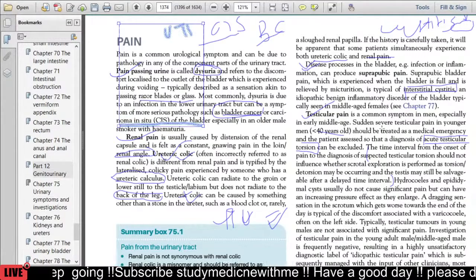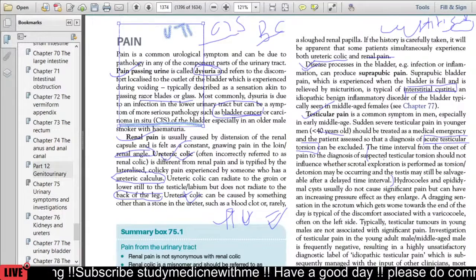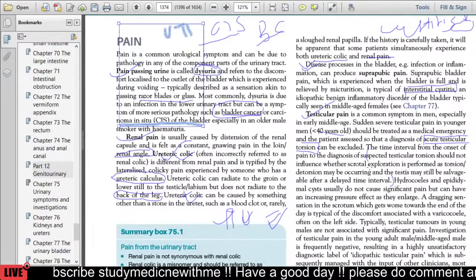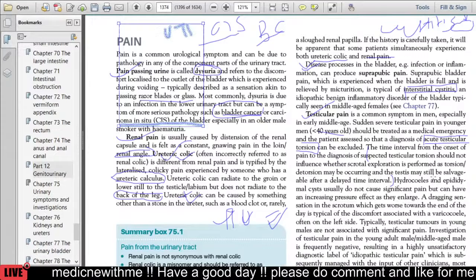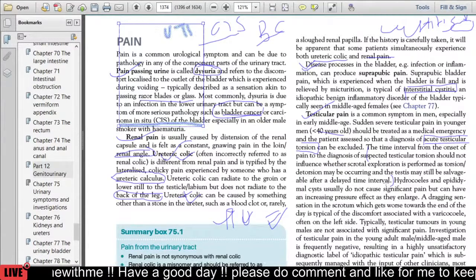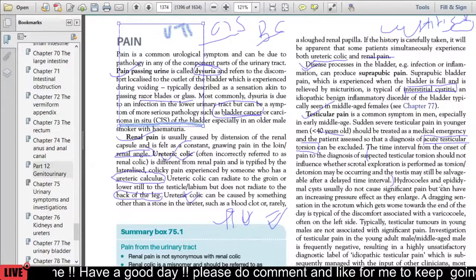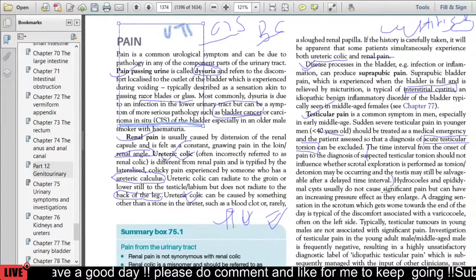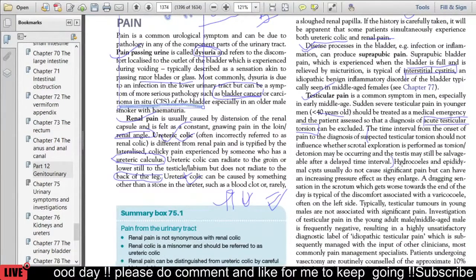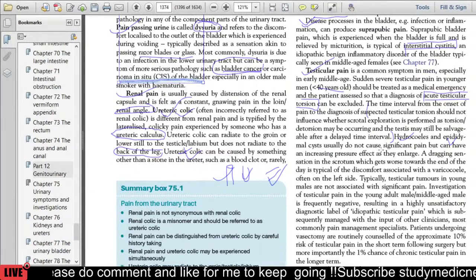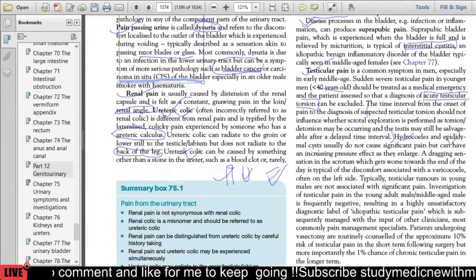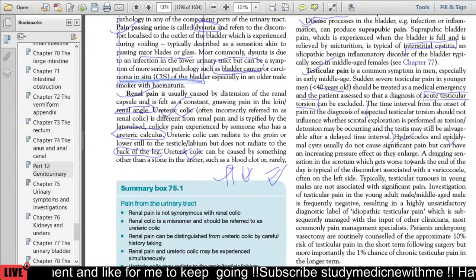Okay. The time interval from the onset of the pain to diagnosis of suspected testicular torsion should not influence whether the scrotal exploration is performed, as torsion-detorsion may be occurring and the testis may still be salvageable after a delayed time interval. Hydrocele and epididymal cysts usually do not cause significant pain. If the patient comes with a hydrocele or any kind of epididymal cyst, it is not that painful but can have an increasing pressure effect as they enlarge.